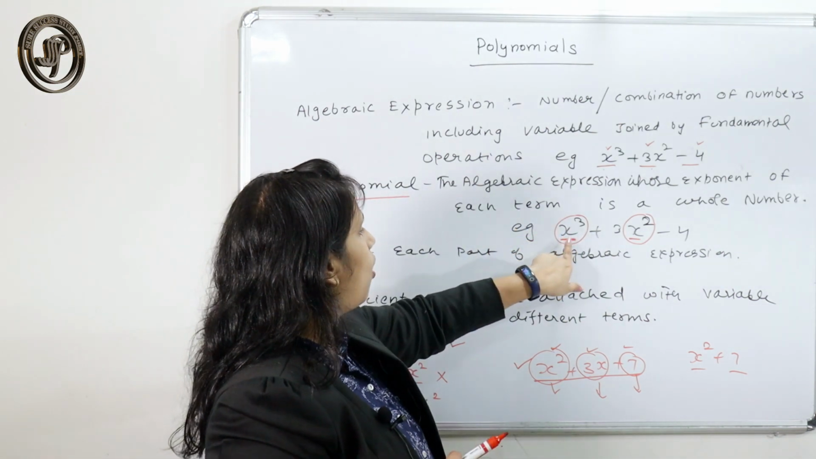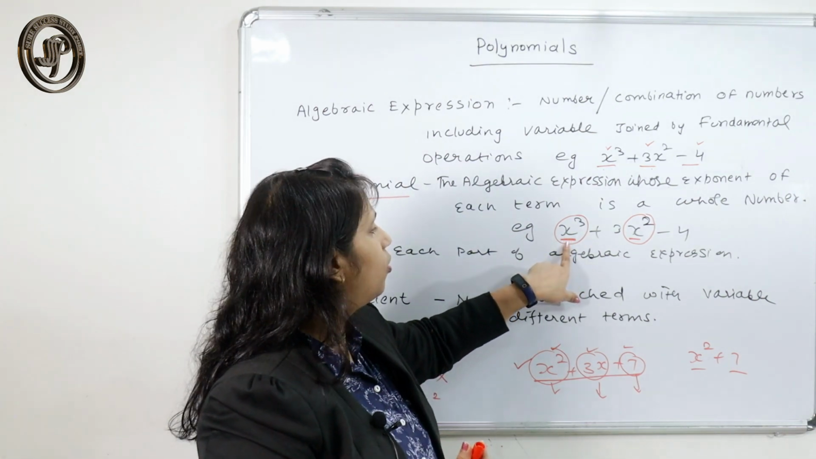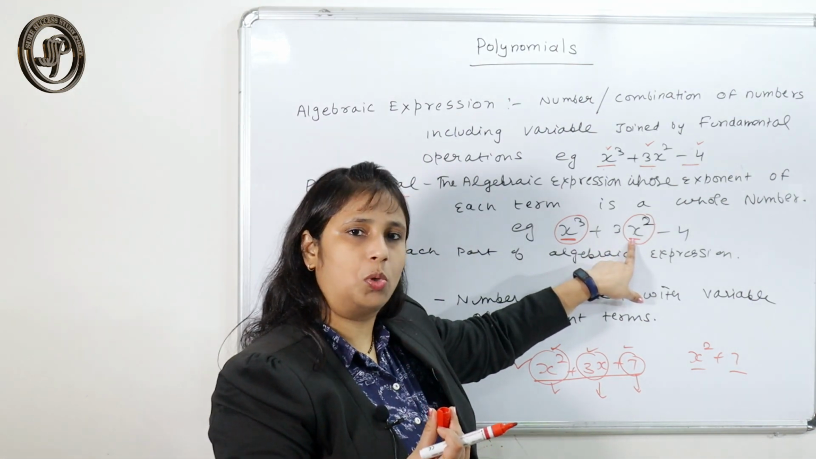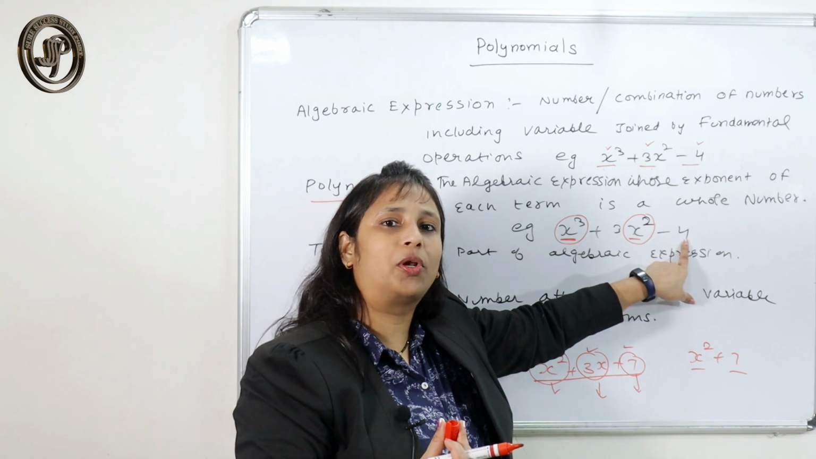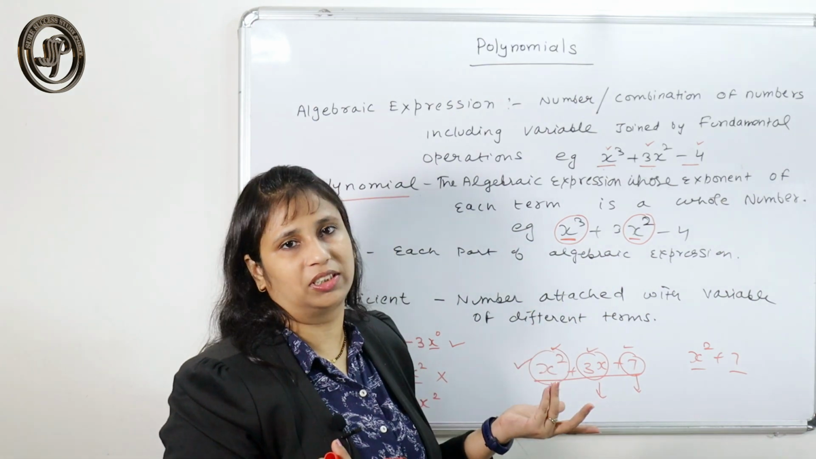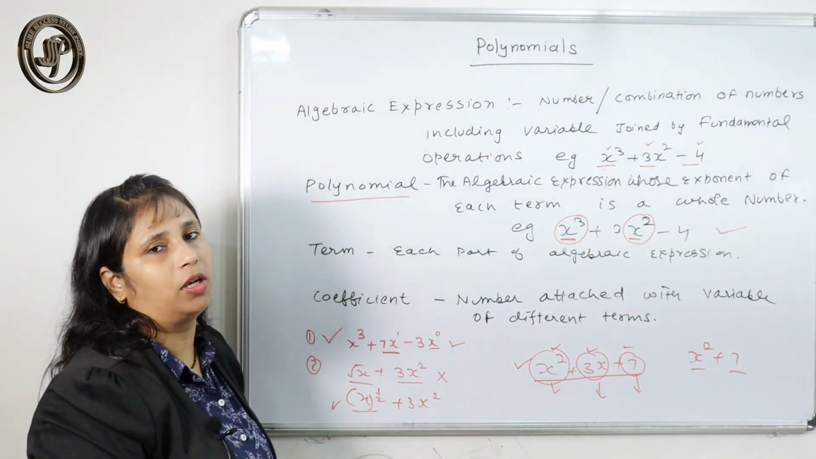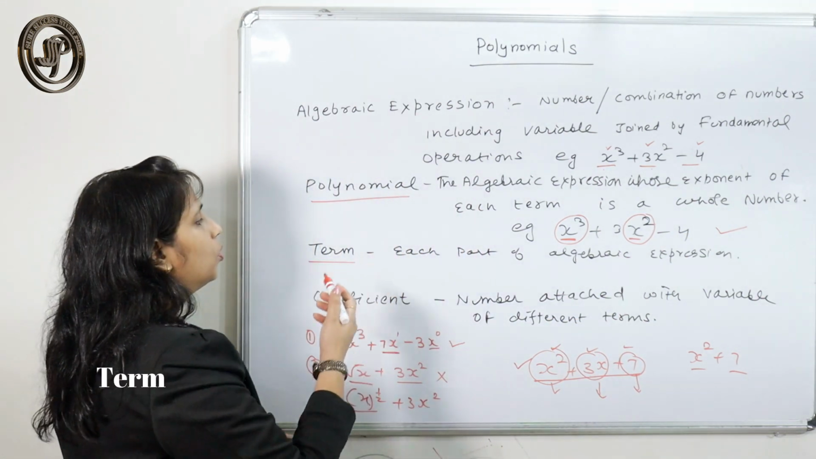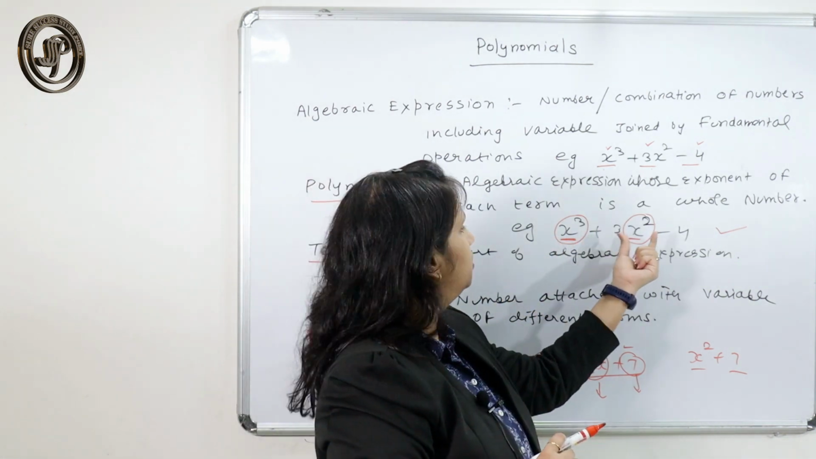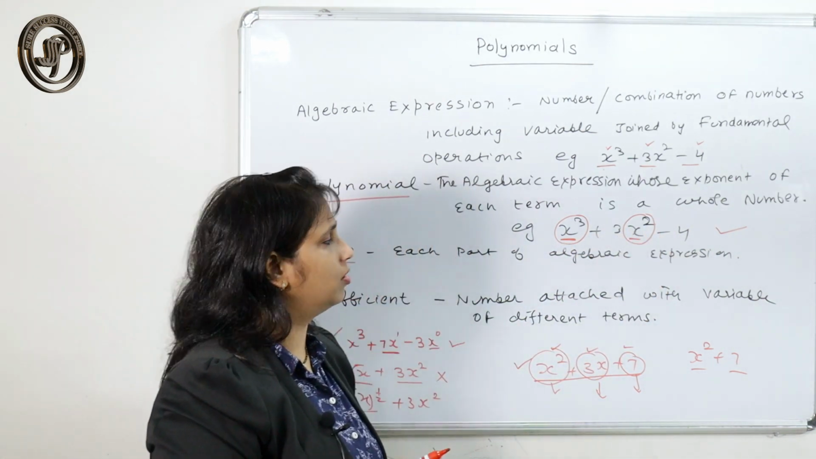What is the power of this term? 3. So the exponent of the first term is a whole number. Here the exponent of the second term is a whole number. What is the exponent of the third term? 0. If x is not here, the power is 0. So this algebraic expression is a polynomial. And as I told you, each part of the algebraic expression is called a term. So this algebraic expression has 3 terms.